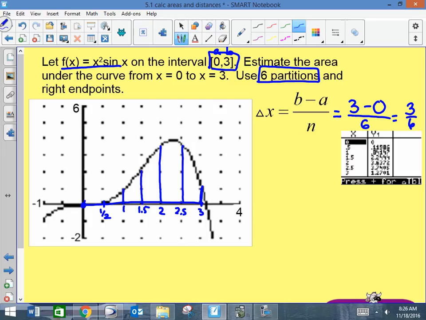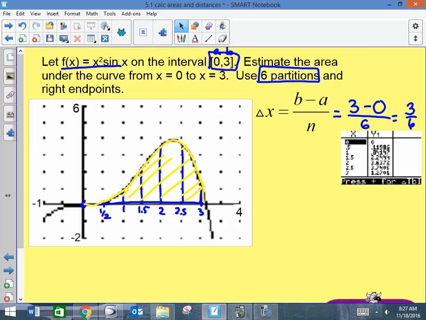So basically, we are going to talk about that area in terms of rectangles, as close as we can do this. It says to use right endpoints. So we're going to do the right. Help your brain out. Start on the right. Don't start on the left, because that's like crazy to your brain. So the right endpoint on the curve itself goes straight over.